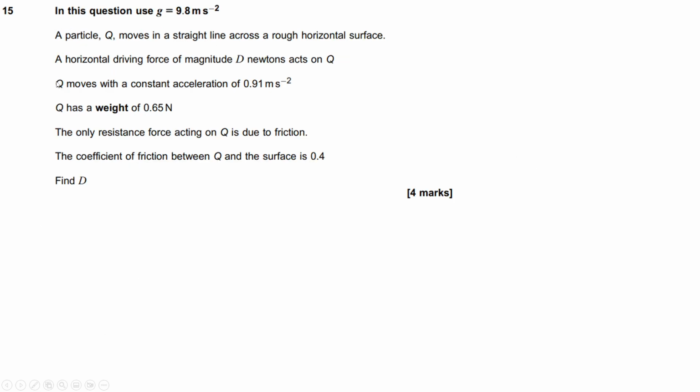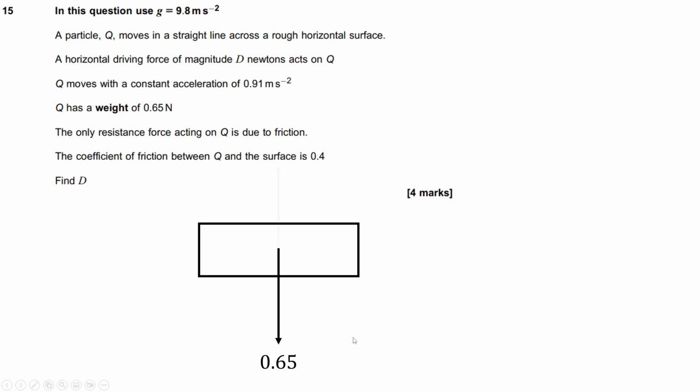We've got a particle on a rough horizontal surface. Q has a weight of 0.65 newtons. Just be careful here: this says weight, not mass, so it's not 0.65g. It's just 0.65 newtons. Let's draw this out. We've got a coefficient of friction, and we've got an acceleration of this.